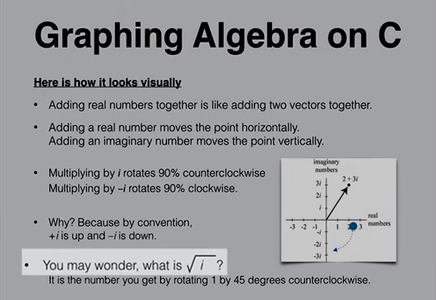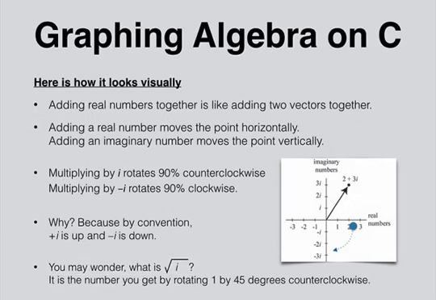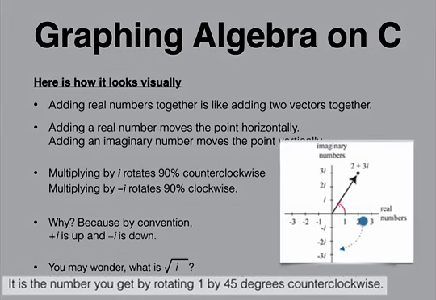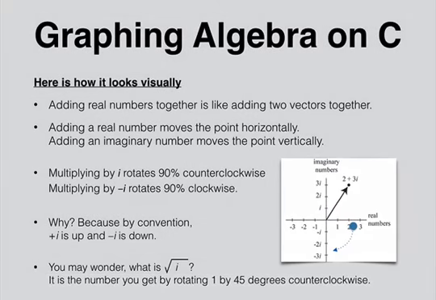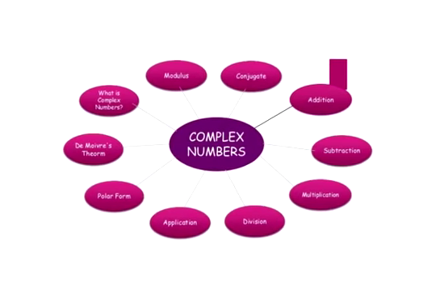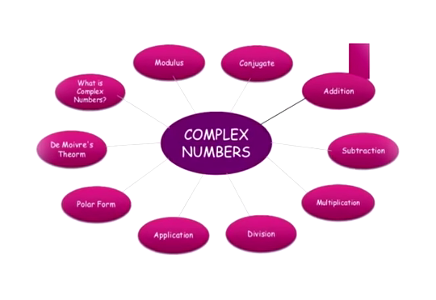Now, you may wonder, what is the square root of i? We know that i is the square root of -1. What's the square root of i? What do you think? That's like rotating by 45 degrees. And if you do that twice, you've rotated by 90 degrees, which is like multiplying by i. So that's kind of cool. Complex numbers are used for solving all sorts of things.